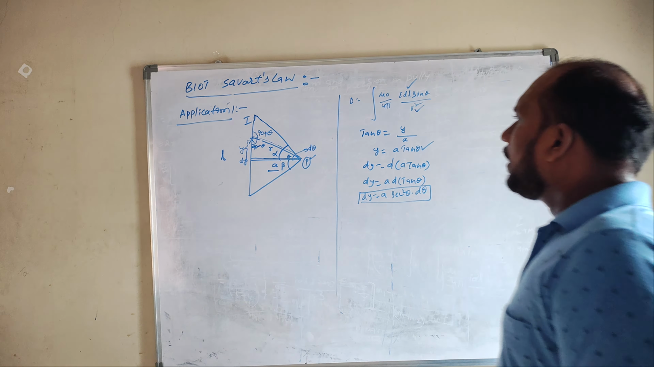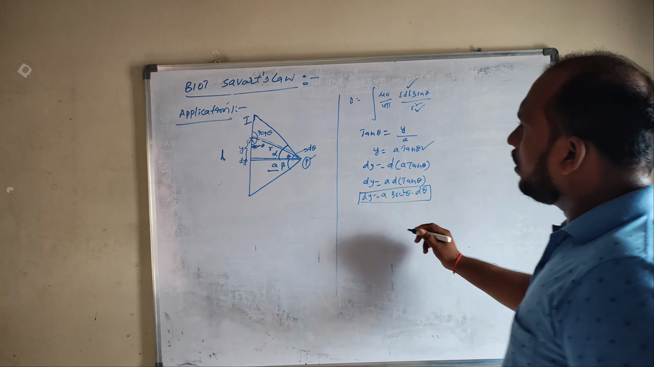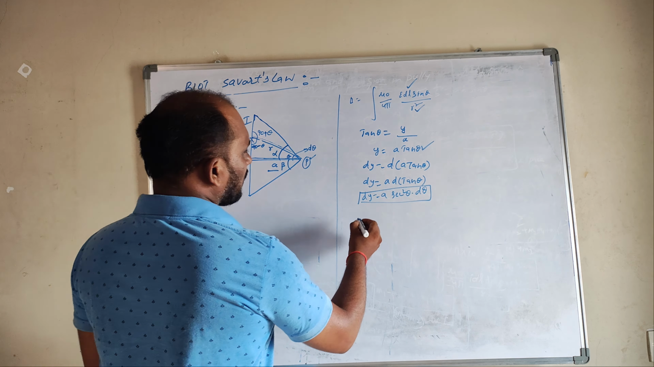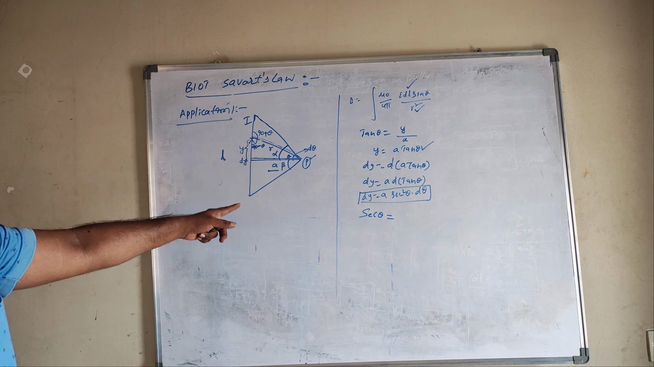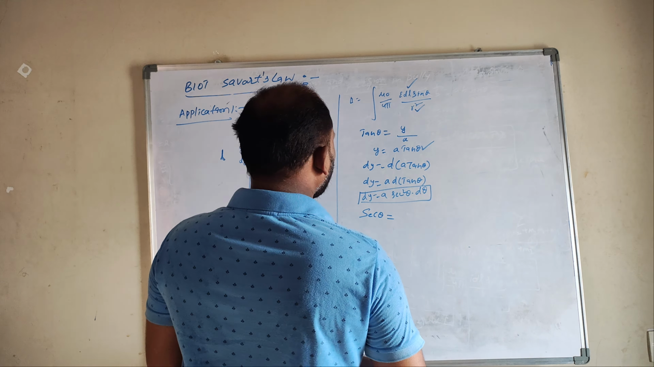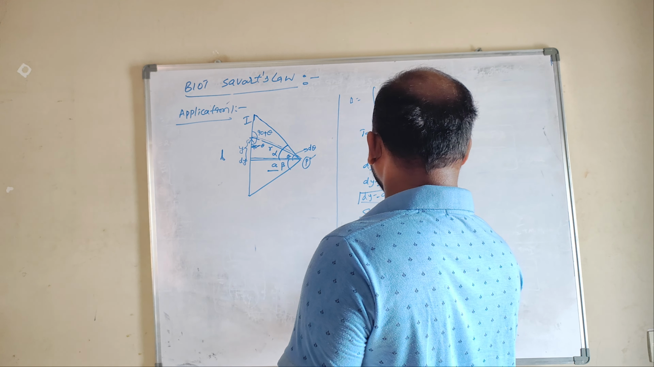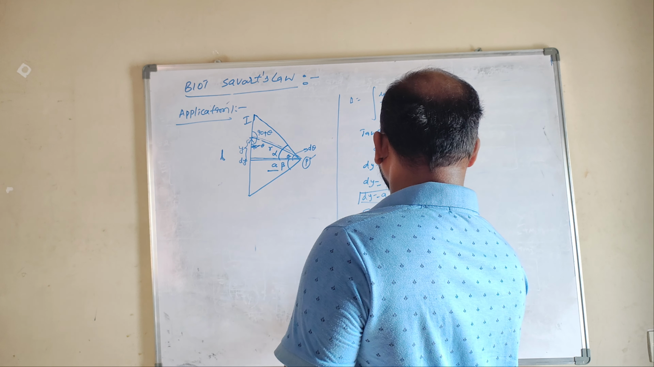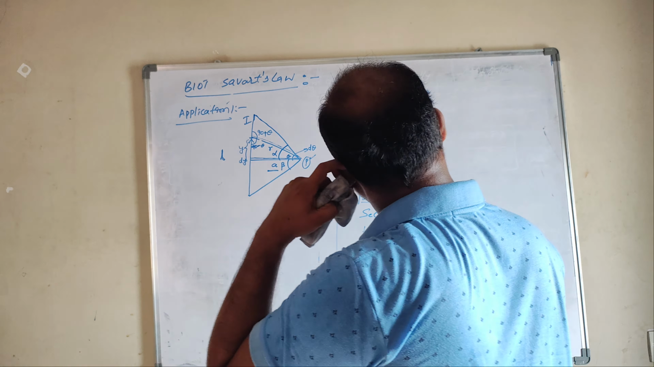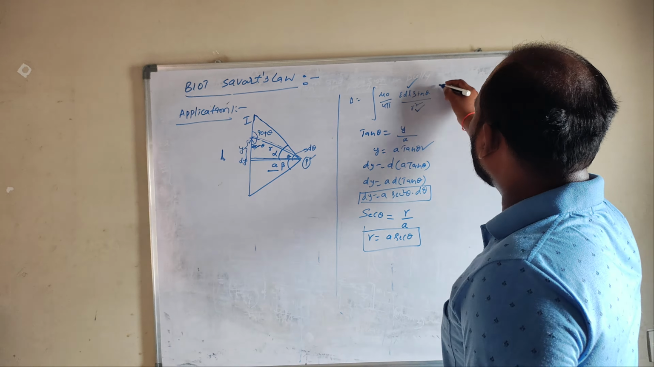Okay, very good. Next, I don't know the r value also. I want to find out the r value. So for that I am taking secant theta. So secant theta is equal to hypotenuse by adjacent. So what is the hypotenuse, guys? r is the hypotenuse. What is the adjacent? a. So r is equal to a secant theta. So the r value I have found, and dl value I know, y value I know. So easily we can solve the problem now.